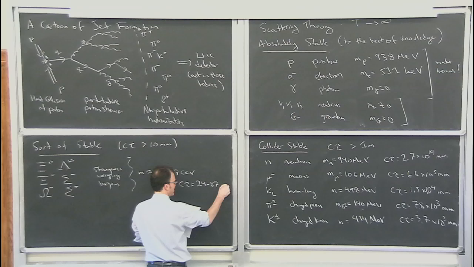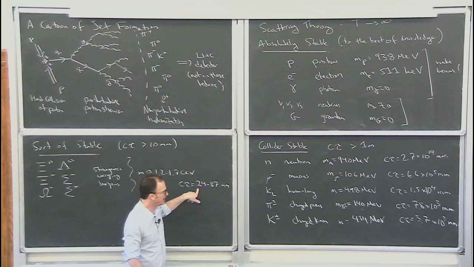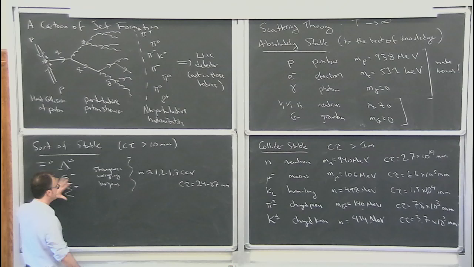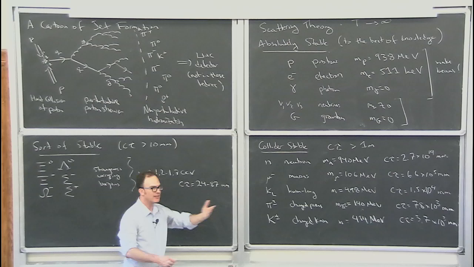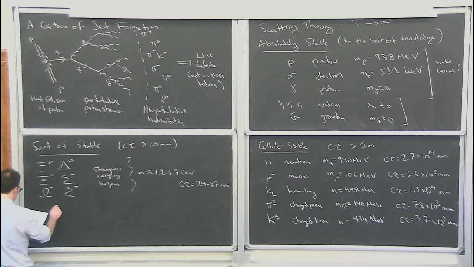And why is this annoying? This is long enough that they might hit your detector, but not long enough that it does it all the time. And so these objects, when they appear, can just look very funny in your detector. And trying to identify what these are is annoying. Because they're in this kind of intermediate range. They're not definitely stable, they're not definitely unstable. And a particular particle that's in this intermediate range is the K short.